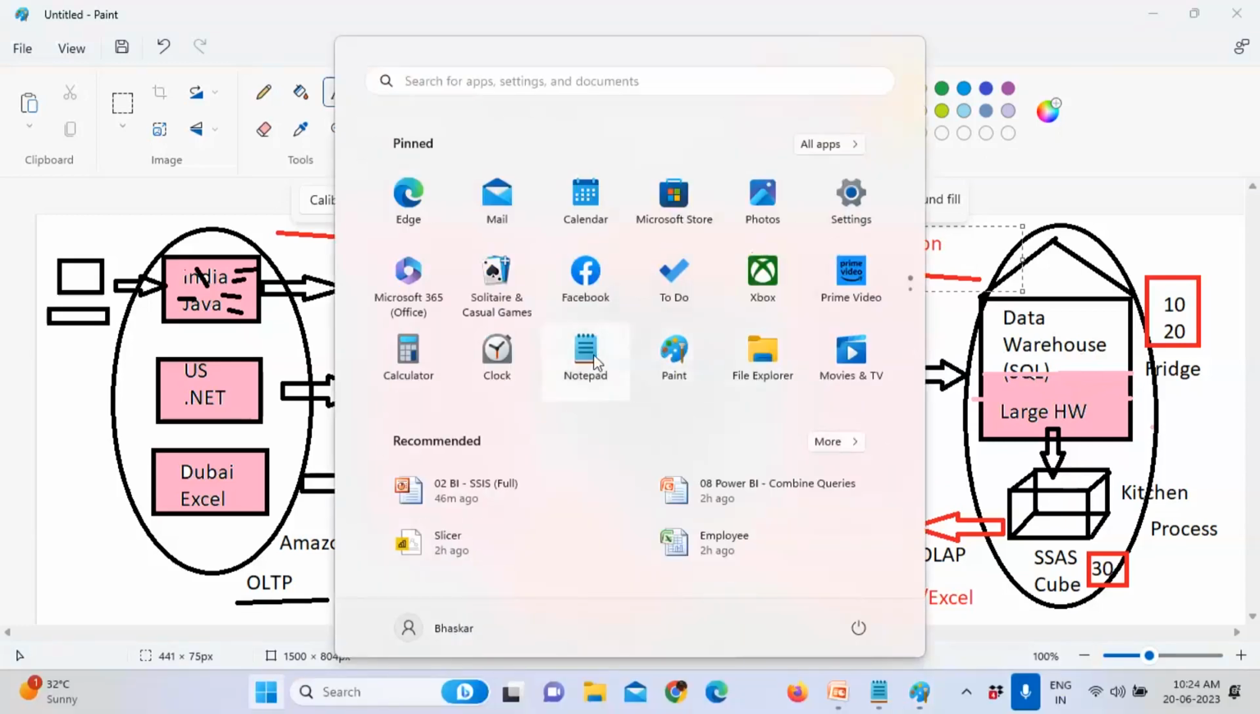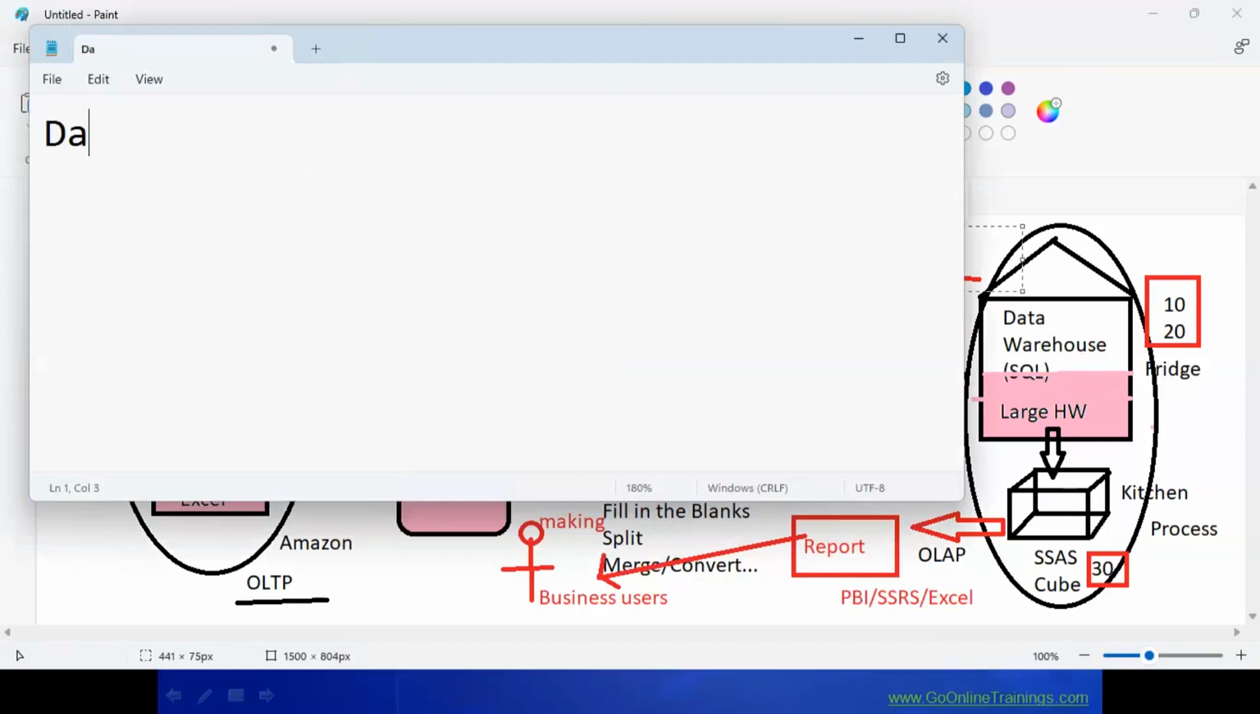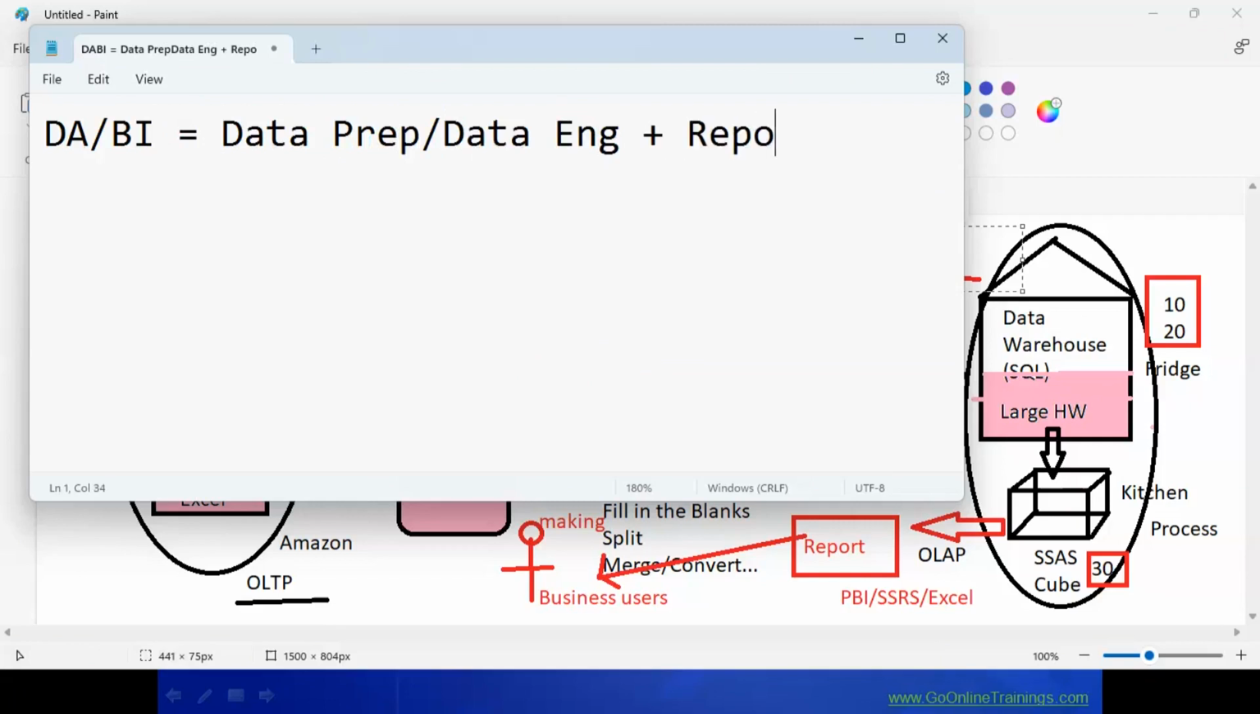So data analytics or business intelligence means data preparation, or data engineering, plus report creation. Okay, so these two things together are called data analytics and reporting.